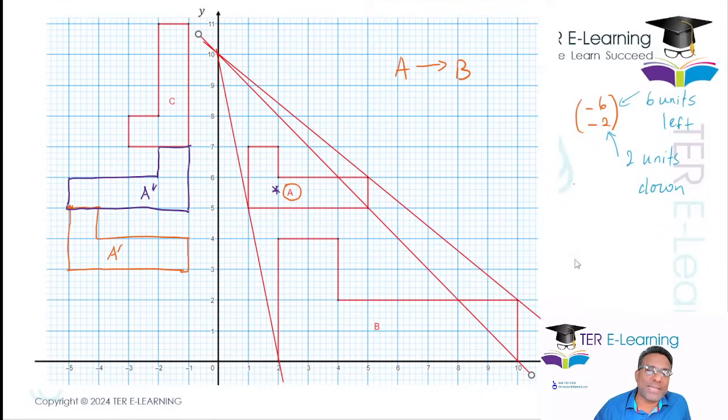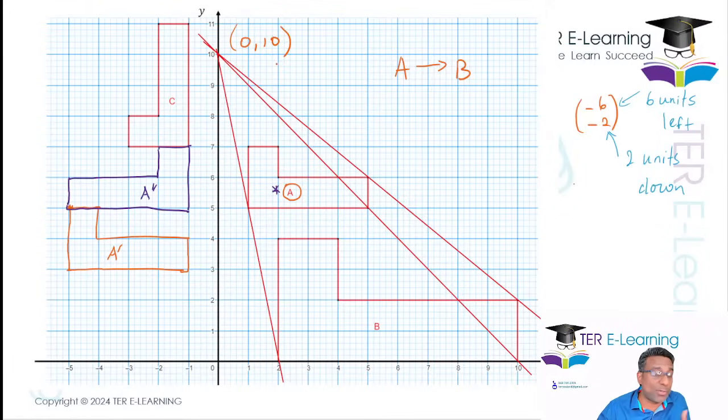Now you notice that B is actually larger than A, so we know it's an enlargement. But there are certain things we need to see. When it comes to an enlargement, we need to specify the center of enlargement, and we need to specify the scale factor. If you notice, all of those 3 lines pass through the point (0, 10). Now you have to be careful.